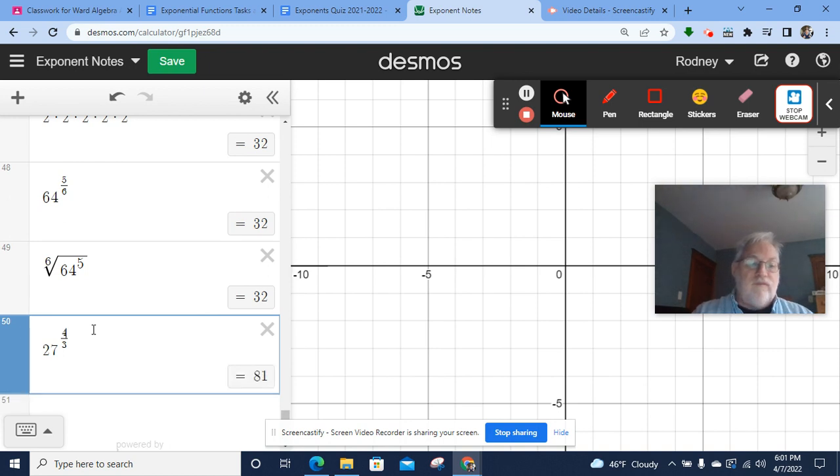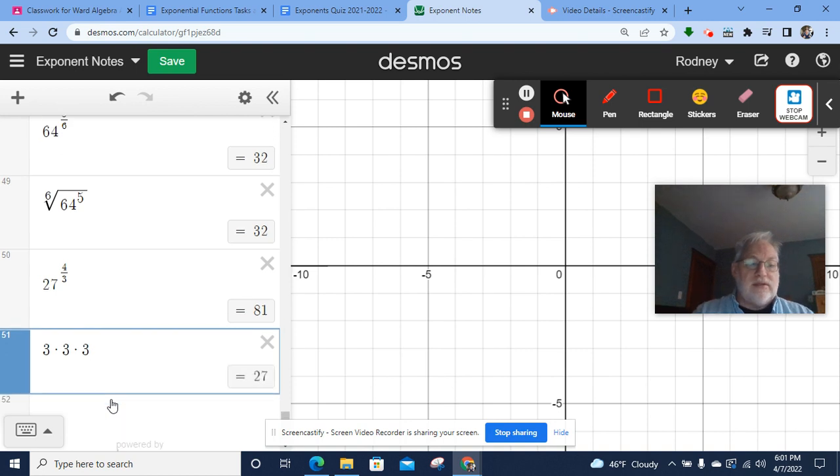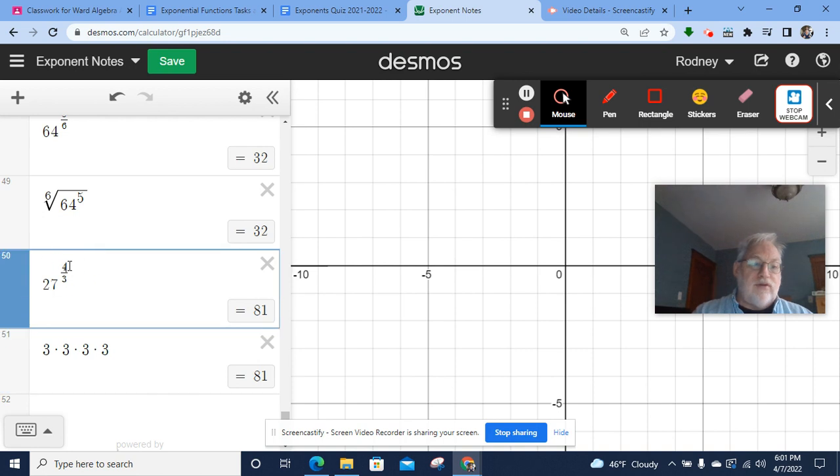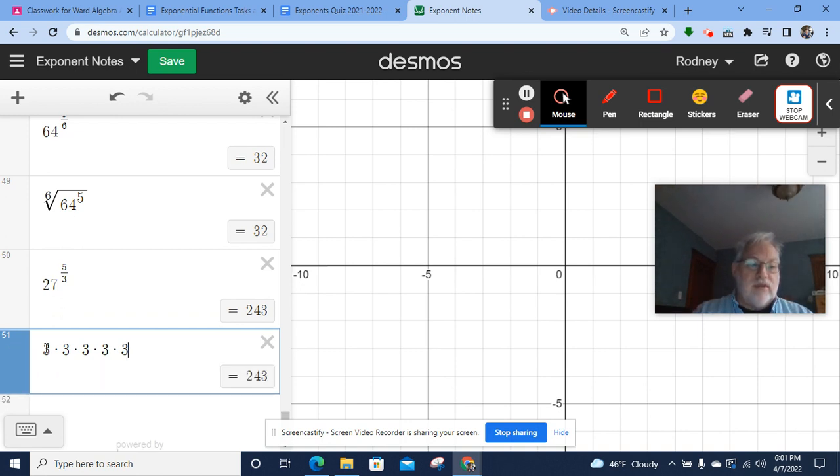So if I make it to the 4/3 power, I take the 3 times 3 times 3 that makes 27. And since I know the size of those pieces, I take a fourth one, and I get 81. I could make that to the 5/3 power, and now I get one more factor of 3. So these first three are the three that make the 27, but I needed two more, so I end up with 243. 3 times 3 times 3 times 3 times 3 is 243.